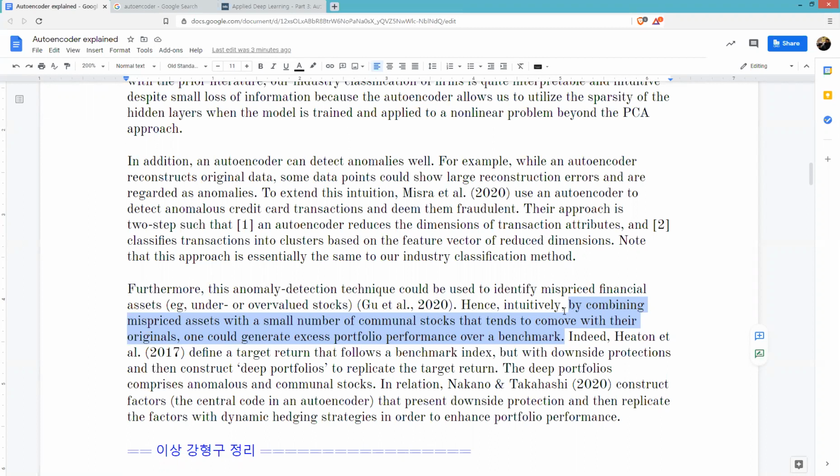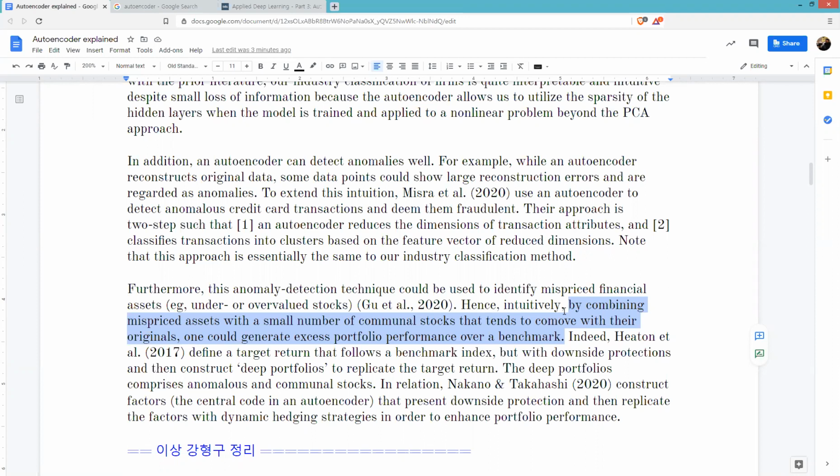So we have two sets of portfolios. Portfolio one replicates the benchmark. Portfolio two is supposed to beat the market. And by combining those two portfolios, we can track the benchmark while slightly beating the benchmark. The same idea. Using an autoencoder, we find communal stocks and anomalous stocks and use communal stocks to track the benchmark and use anomalous stocks to beat the benchmark. And combining that, we can construct a portfolio that tracks the benchmark while beating it.